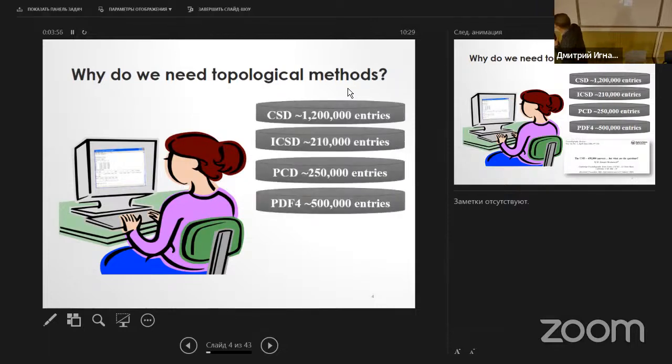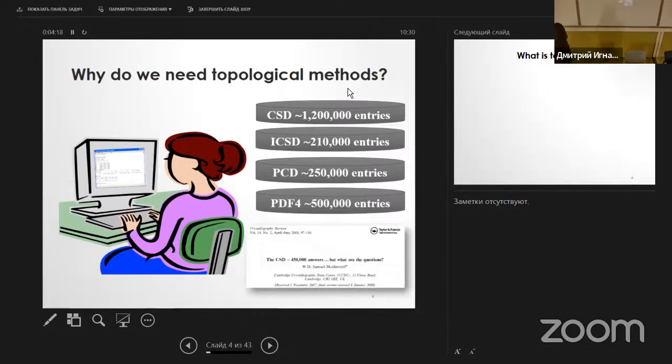The next point is that we now have really a huge amount of data, both experimental and theoretical, on crystal structures, which are collected in worldwide databases. Here I show the four most well-known databases in the world. And actually I like this paper published by one of the founders of the Cambridge Structural Database, the largest database in this field, Sam Motherwell. The title of this paper sounds like: The Cambridge Structural Database, 450,000 answers. But what are the questions?